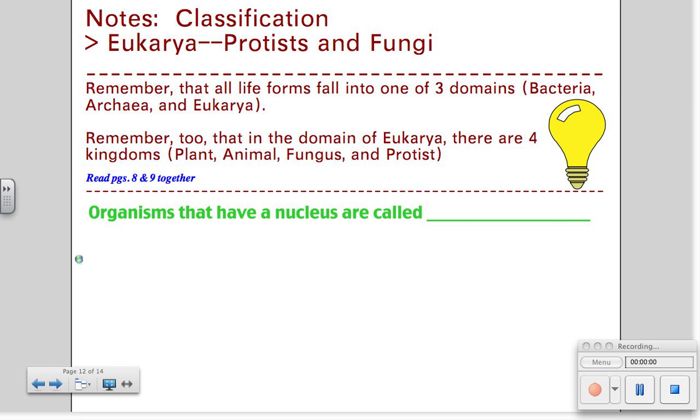Okay, now the third and final domain is the Eukarya domain, which, remember, includes 4 different kingdoms: protist, fungi, plant, and animal. And remember, we're just going to focus on these two, but these are also included in the Eukarya domain.